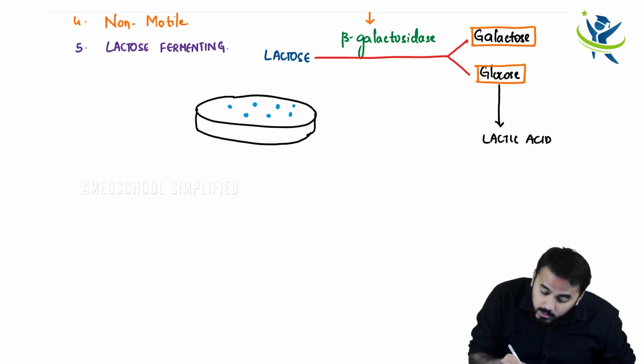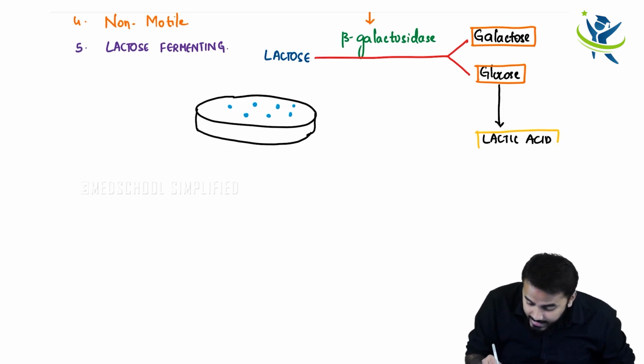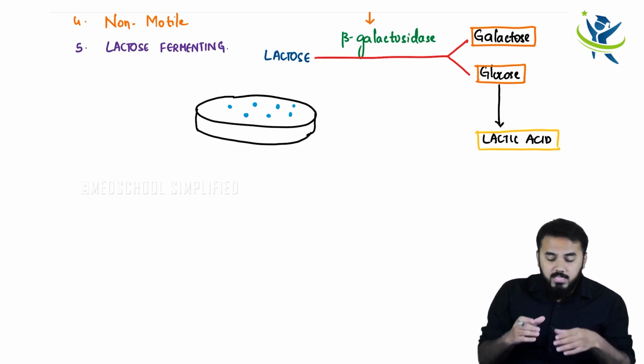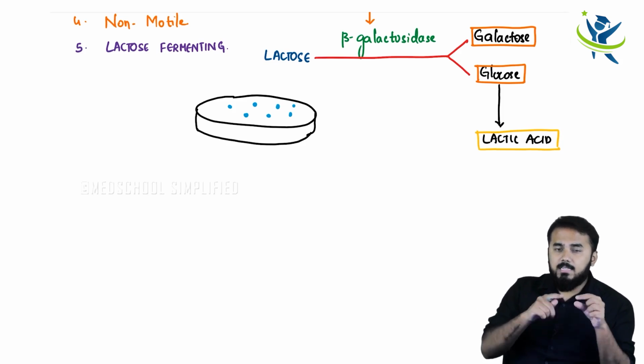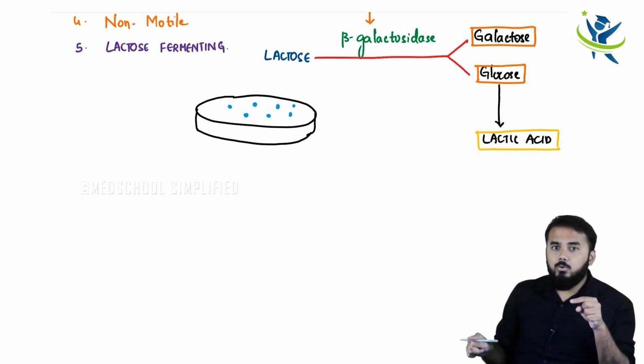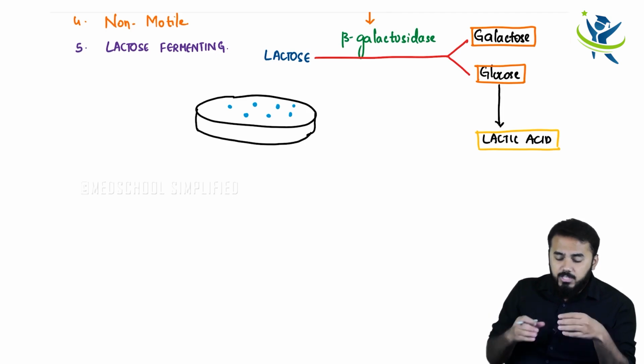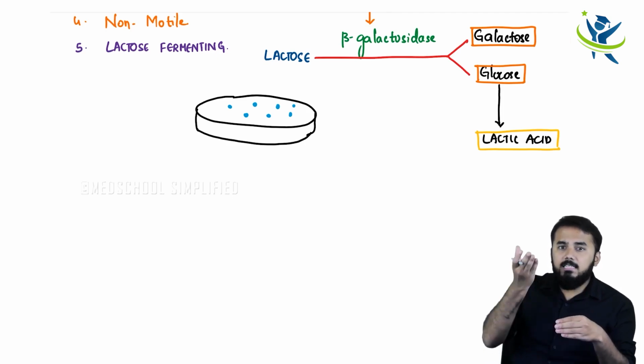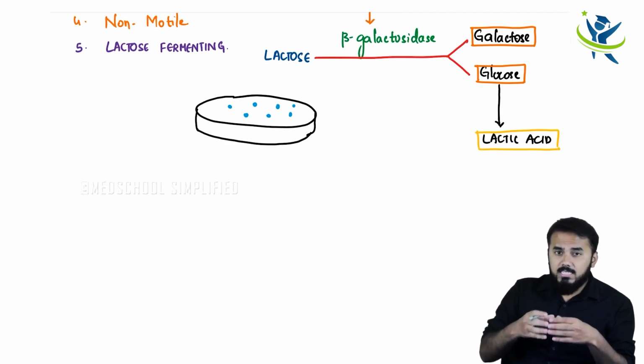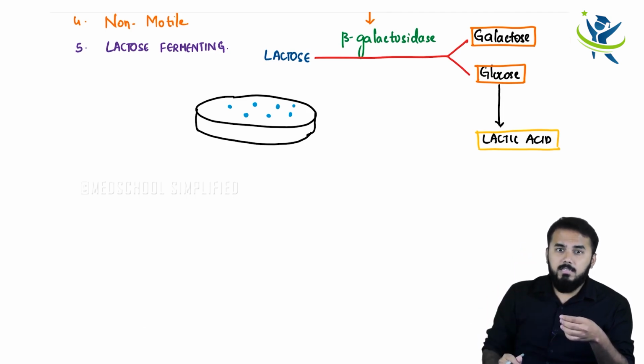lactic acid. What is lactic acid? Lactic acid is an acid. So it means within this agar plate, this bacteria is converting lactose finally into lactic acid. It means within this agar plate, acidity is increasing, which means in this agar plate, the pH is slowly decreasing.